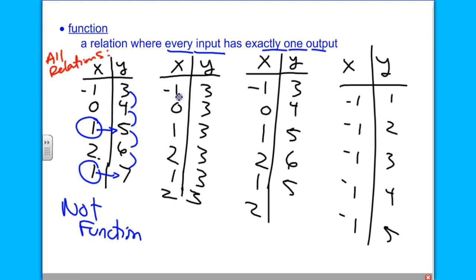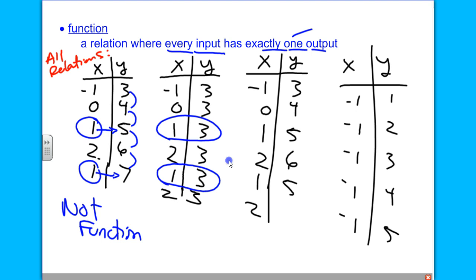Here's an input. It has an output of 3. Does that input repeat anywhere? Another -1? No. Here's an input of 0. It has an output of 3. Here's an input of 1. It has an output of 3. Does that number repeat anywhere? Yes. And this input of 1, does it have exactly the same output? Yes. Is that a function? Yes. Does each input have exactly the same output? Yes. Yes, that's what our definition says. Each input has exactly one output.